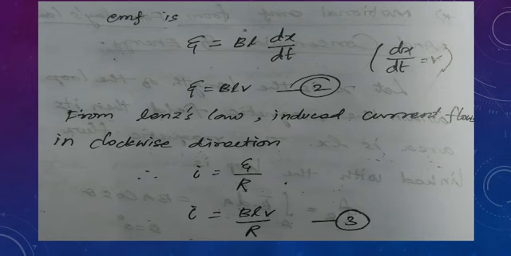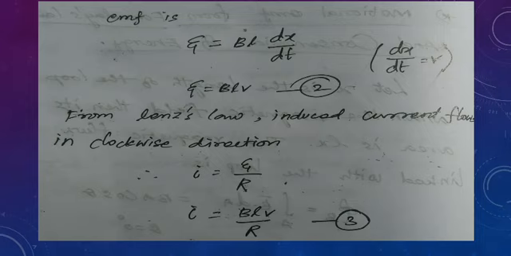Therefore the induced current is I, which is equal to E by R. That is the V by R method. So E by R. Here, what is E? E is BLV, from the second equation. Therefore I is equal to BLV divided by R. This is the induced current. That is equation number 3.